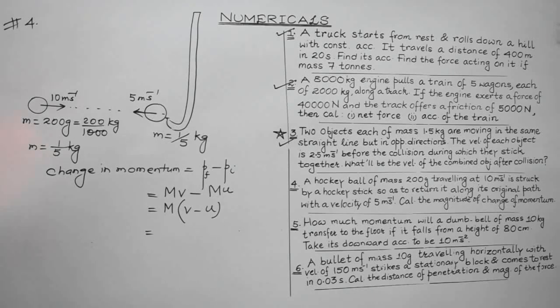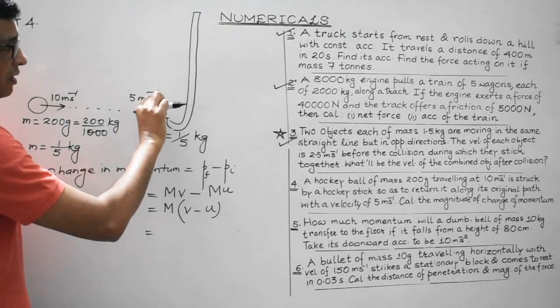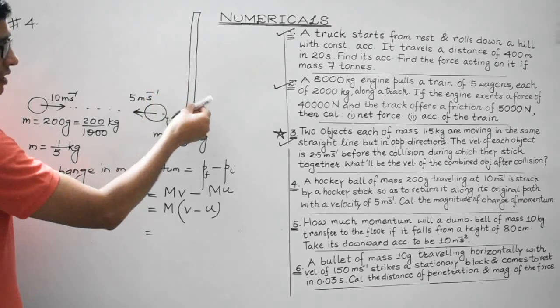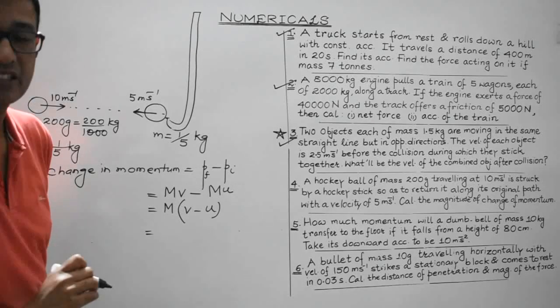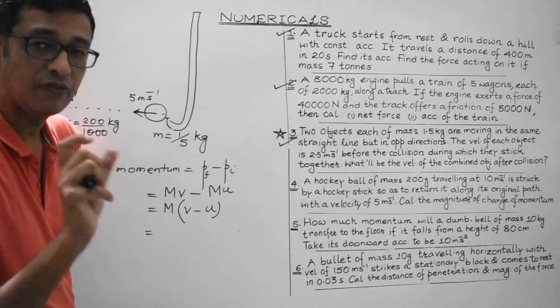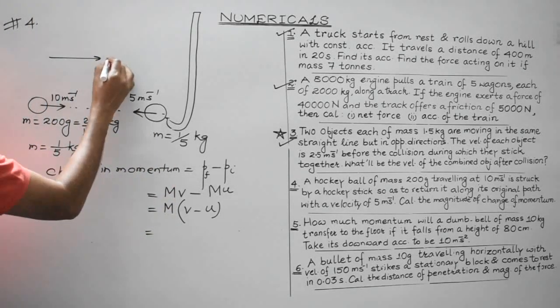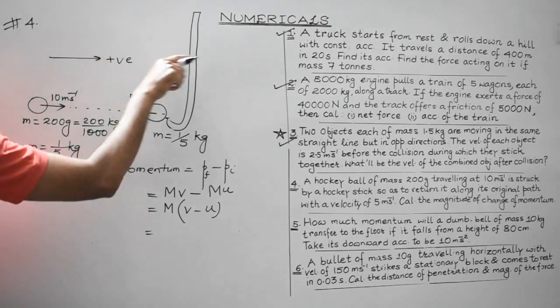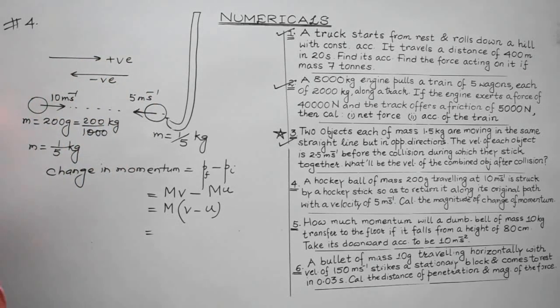Now in this case, this is the initial direction of motion, and after getting struck by the hockey stick, this is the final direction of motion. So students, both are of opposite direction. So therefore, what to do? We need to take one velocity as negative. So if you consider this to be the positive direction, then this would be taken as negative.